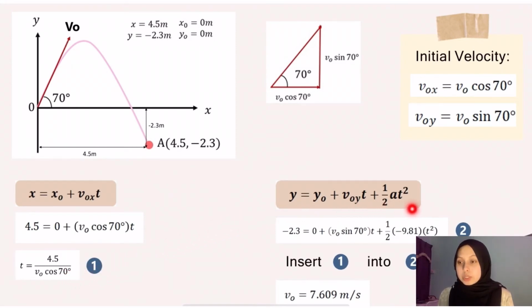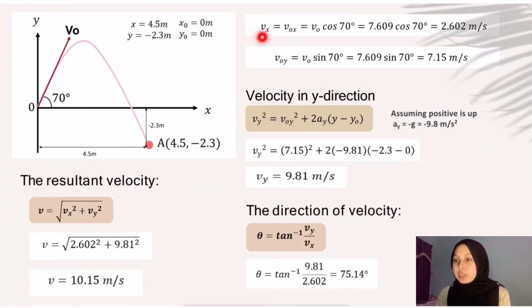The second equation that we will use is this equation. We will get the second equation. Insert the first equation into this second equation. We will obtain the initial velocity, which is 7.609 meter per second. After that, we know that Vx is equal to v0x, resulting in 2.602 meter per second, while v0y is equal to 7.15 meter per second.